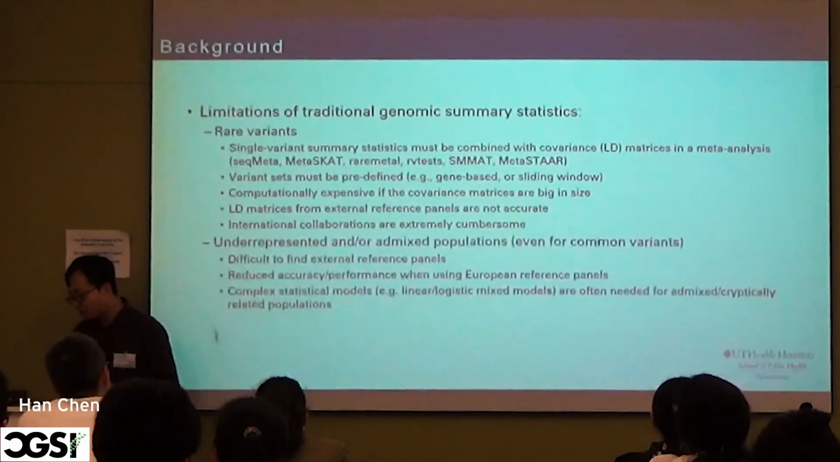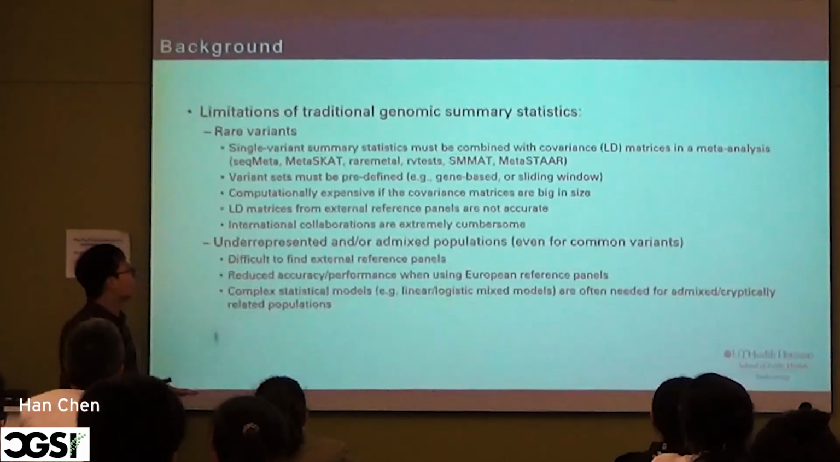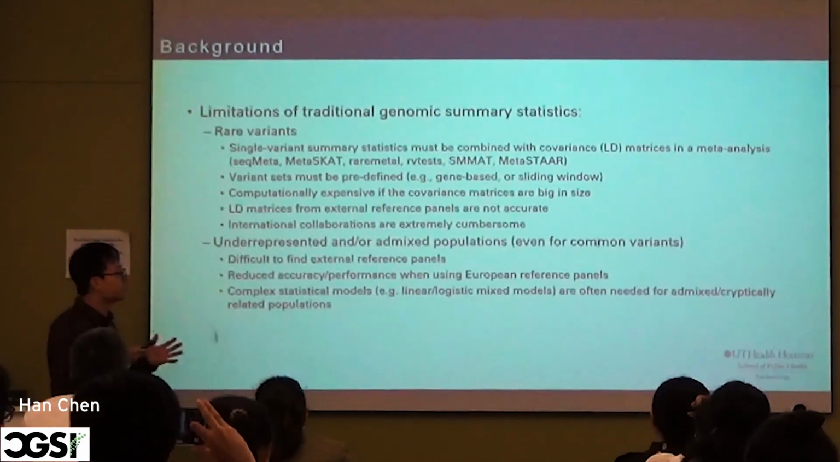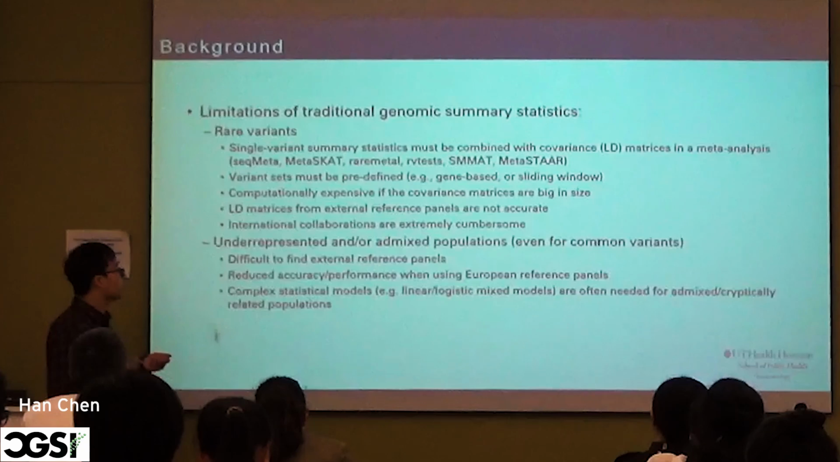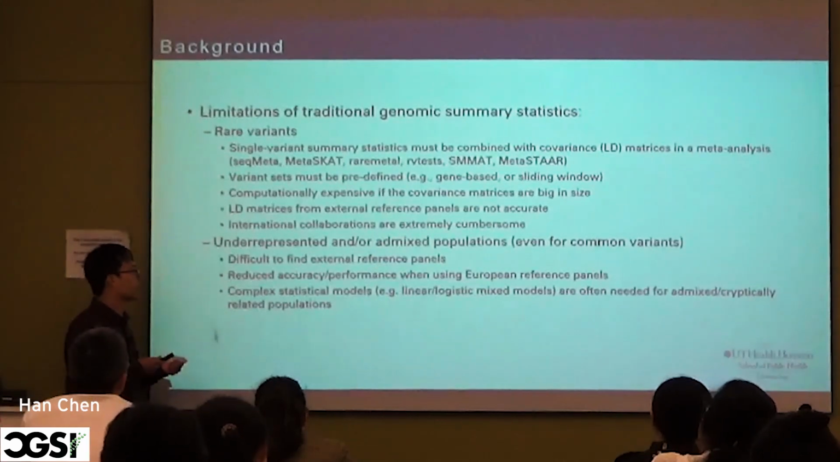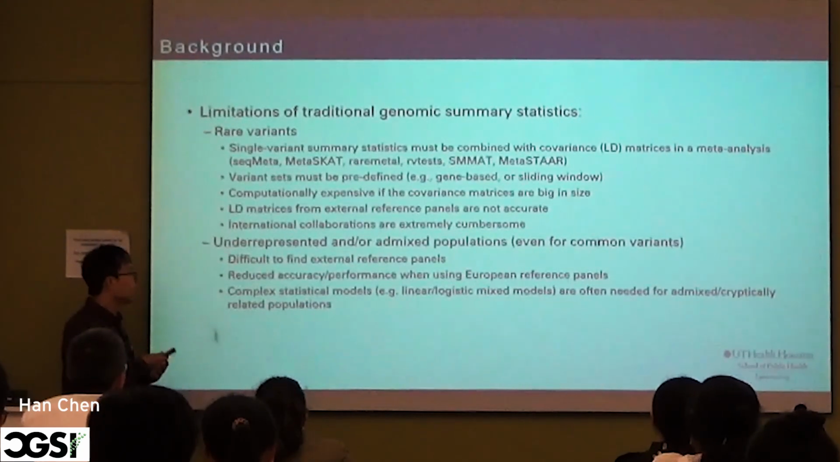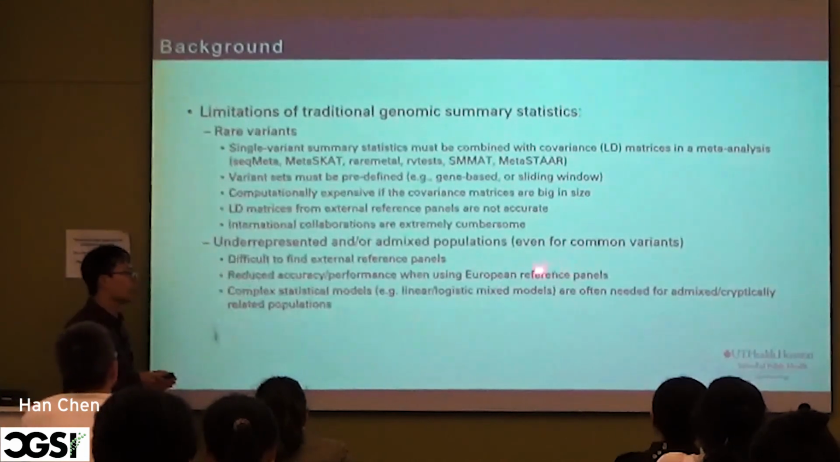And another challenge came from underrepresented or admixed populations. This happens even for common variants because it's usually difficult to find external reference panels. And a compromise is to use European reference panels. But for many of the summary statistics-based applications, we see reduced accuracy or performance when using European reference panels.